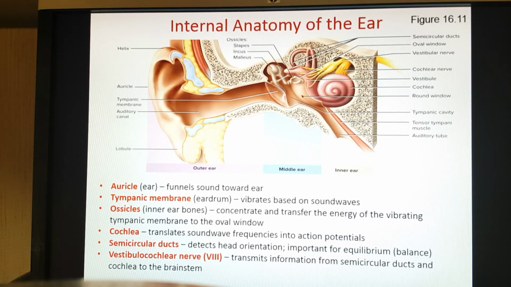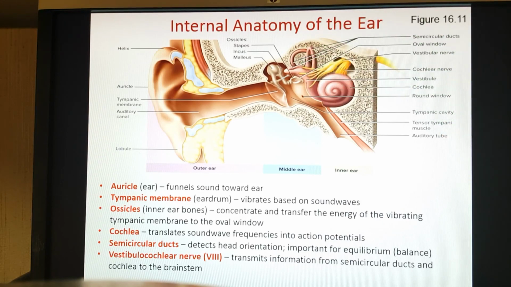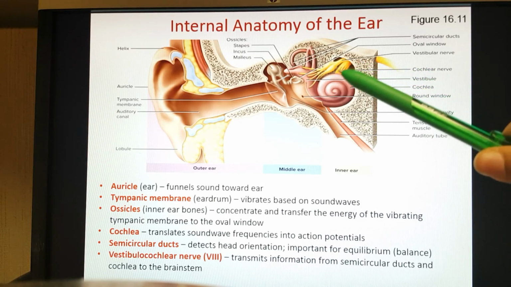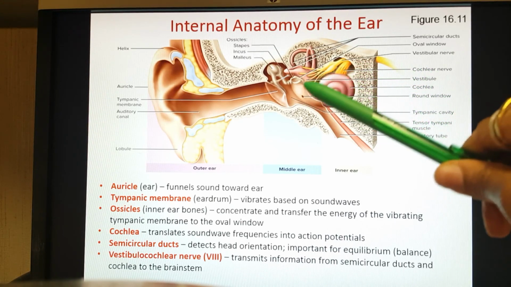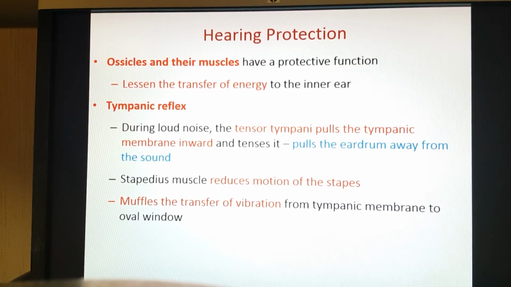Other parts of your internal anatomy for the ear, up here you have your vestibulocochlear ducts. They're oriented in three different angles in space in order to detect head movement. Then lastly, all this information is sent on the vestibulocochlear nerve, which is a combined nerve from the cochlea and your vestibule region in this part of the structure. So it sends that information through cranial nerve number 8 to your brain.